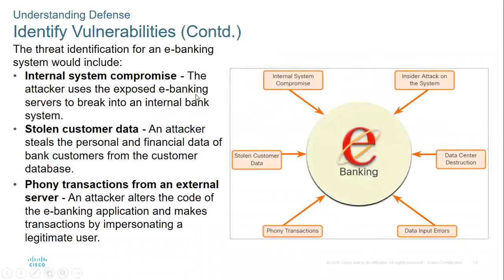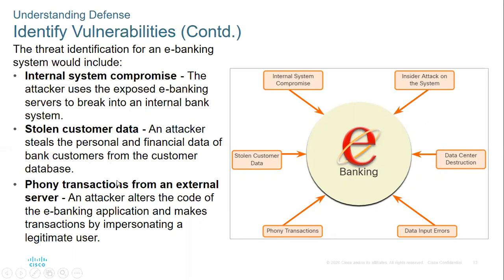Okay. So this is an e-banking system. And some of the threats it faces. So we can have an internal system compromise. The attacker here uses the exposed e-banking server to break into an internal banking system. Stolen customer data. The attacker steals personal and financial data of the bank customers from the customer database.